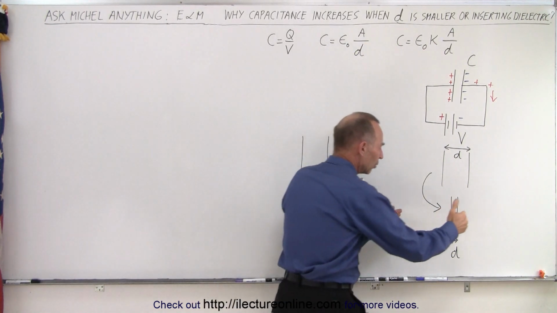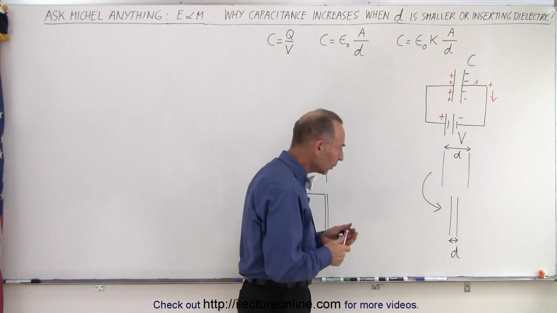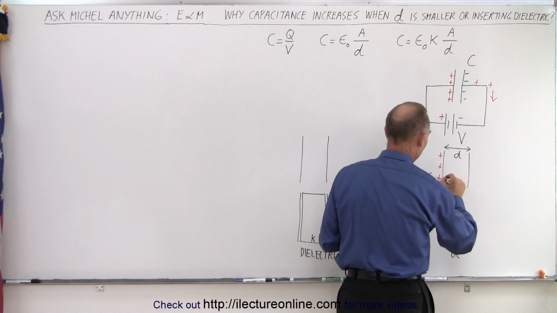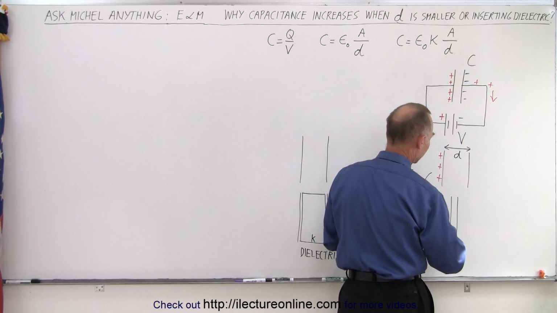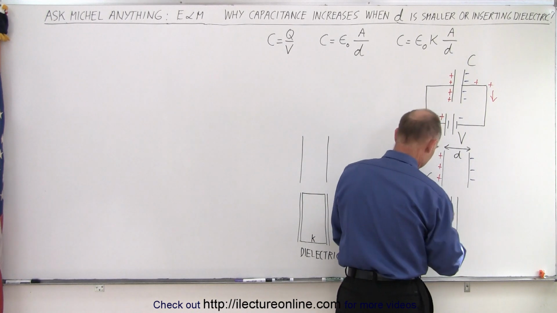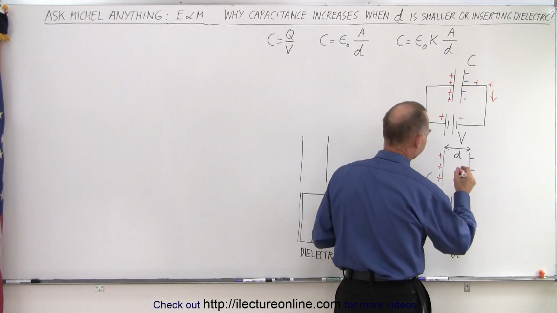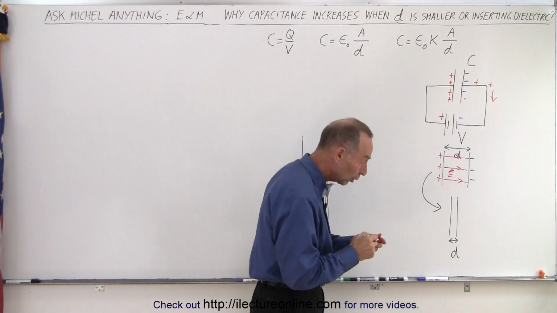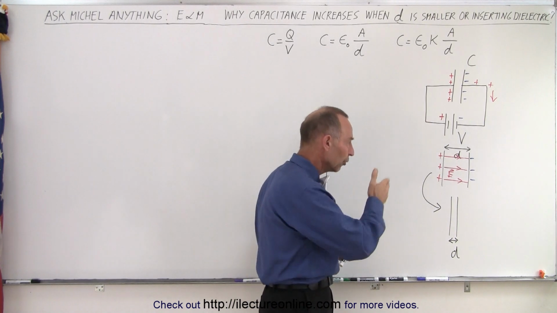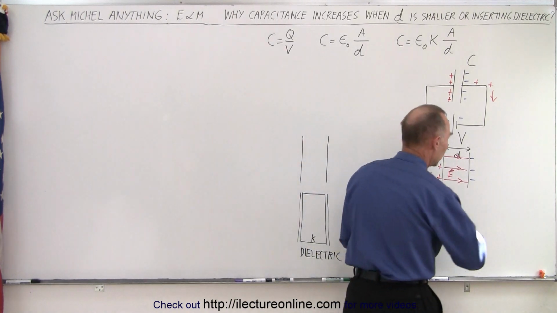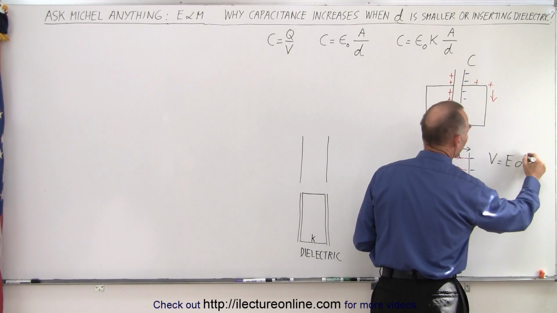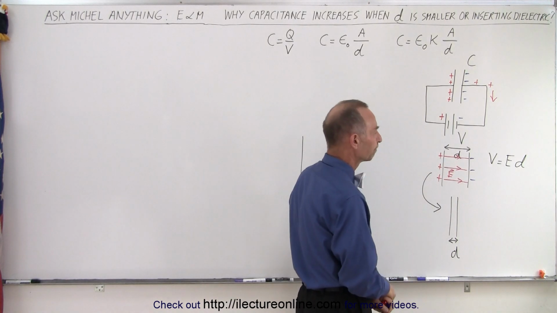So what happens when you bring the two plates closer together? Well, notice that when you have a positive charge on one side and negative charge on the other side, that creates an electric field. And we can represent the electric field by these electric field lines. Now notice there is a relationship between the voltage and the strength of the electric field. We know that the voltage across the plates is going to be equal to the strength of the electric field times the distance between them.